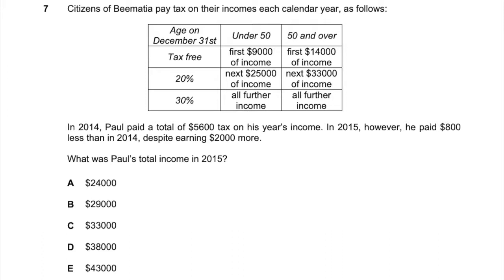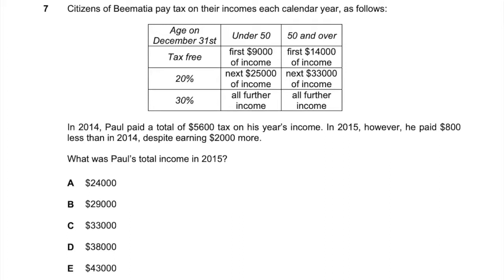Question 7. Citizens of Bmat pay tax on their incomes each calendar year, as follows. In 2014, Paul paid a total of $5,600 tax on his year's income. In 2015, however, he paid $800 less than in 2014, despite earning $2,000 more. What was Paul's total income in 2015? The correct answer is D, because of the following.